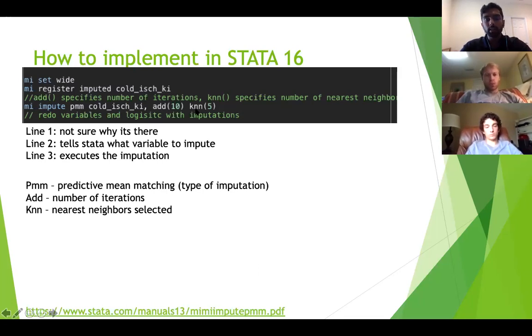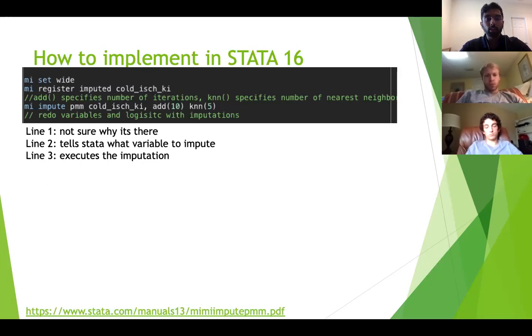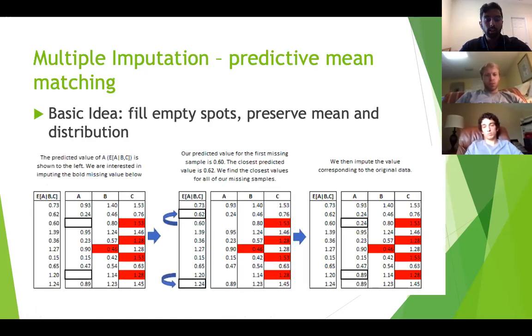And knn is the number of nearest neighbors selected, so I'll explain what that means. In this previous example, when we found the expected value of 0.6, it only looked at 0.62, which is the single nearest neighbor. But you can change that to how many nearest neighbors you want. Let's say we picked knn of 2. It would look at 0.62 and 0.65, this number and this number, and it would choose one of those two to input as the new variable, as the missing variable.